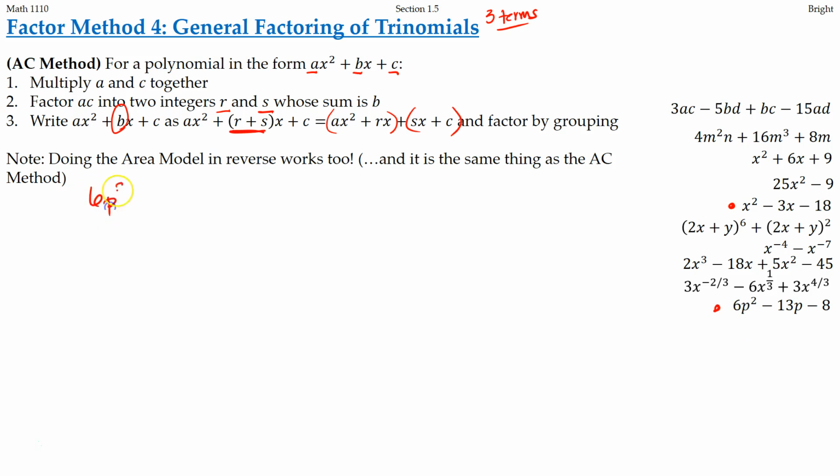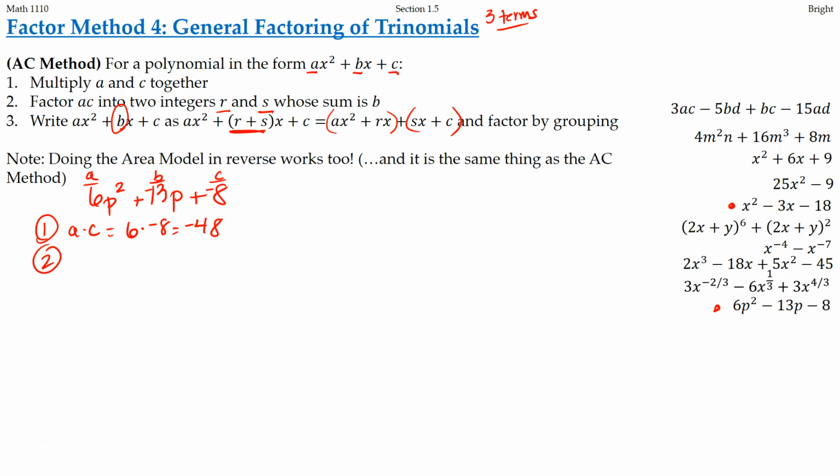We have 6p squared minus 13p minus 8. So now what am I going to do? Follow the steps. Step 1: this is A, this is B, and this is C. With the negative, if you want to do the plus negatives, that's fine. I'm going to take A times C, 6 times negative 8, which is negative 48 total. Step 2: factor AC into 2 integers whose sum is B.